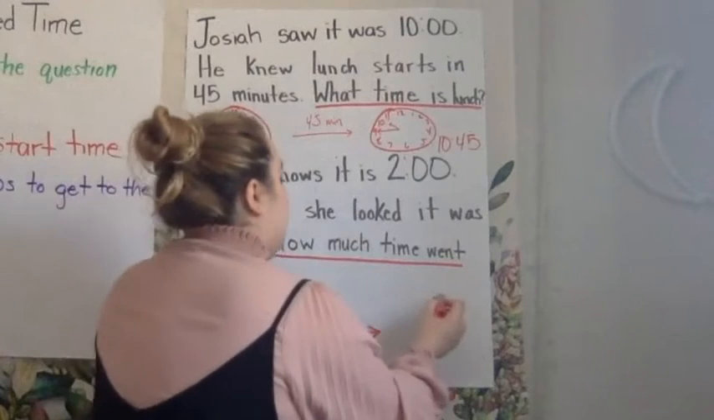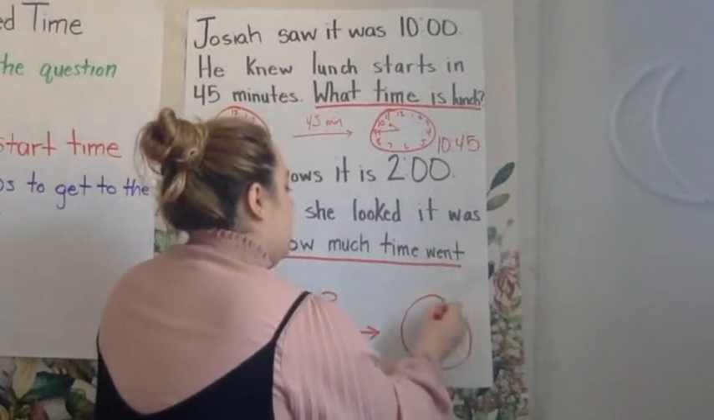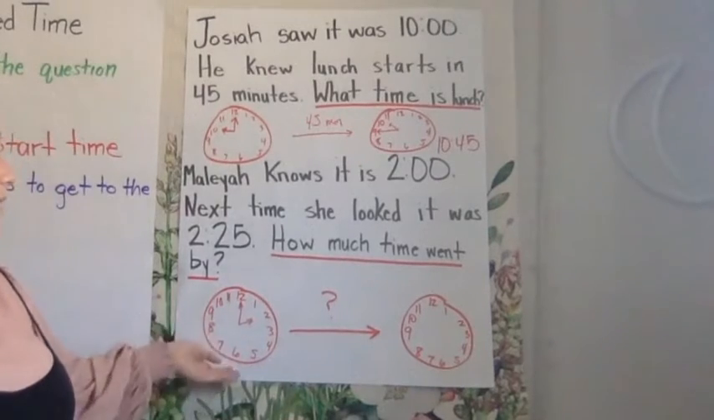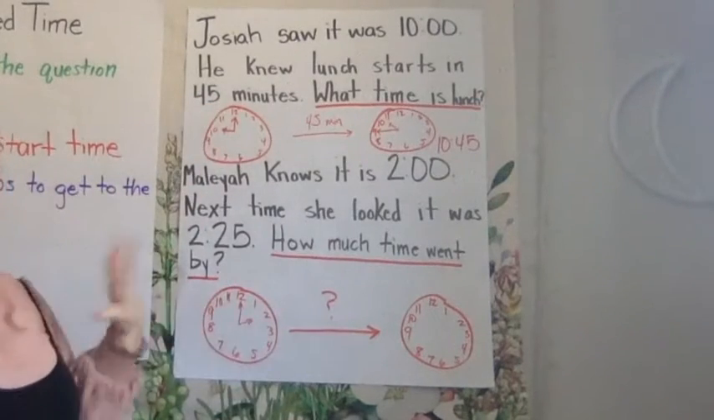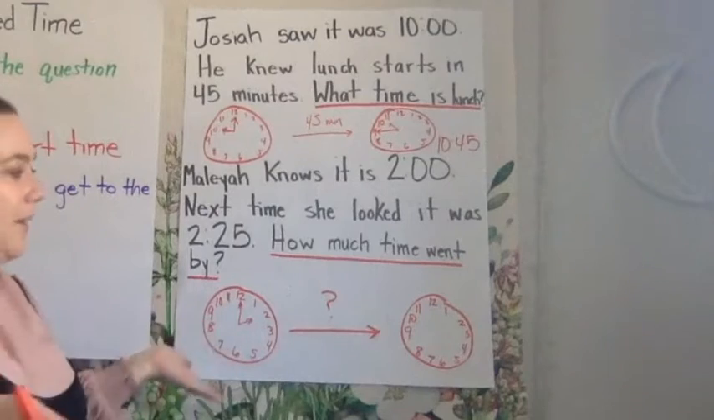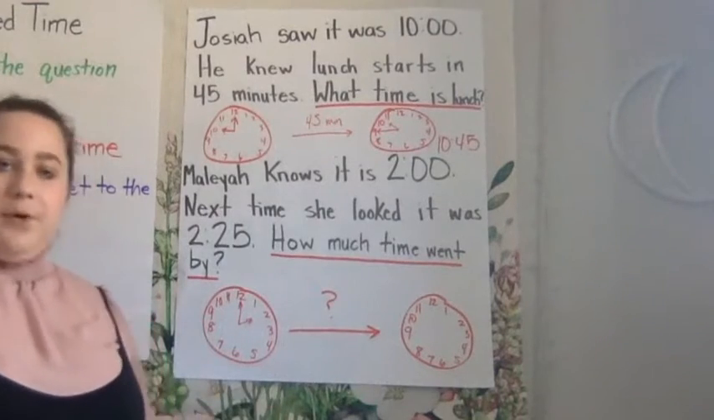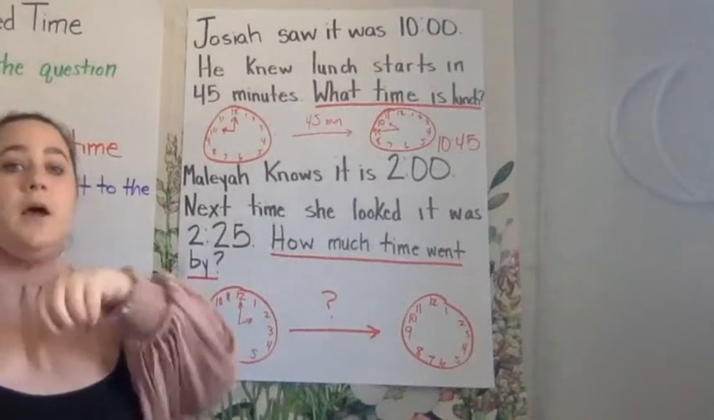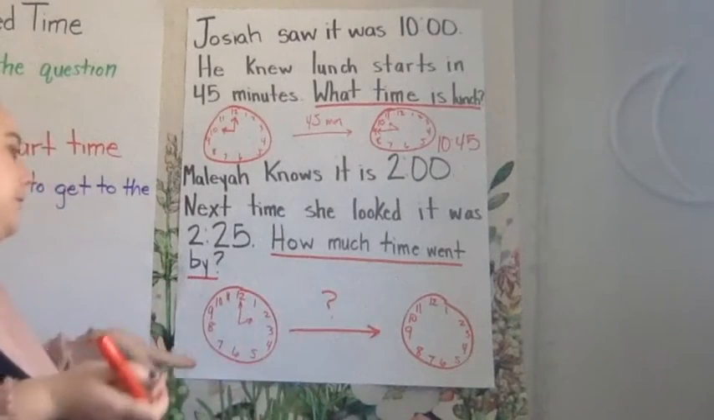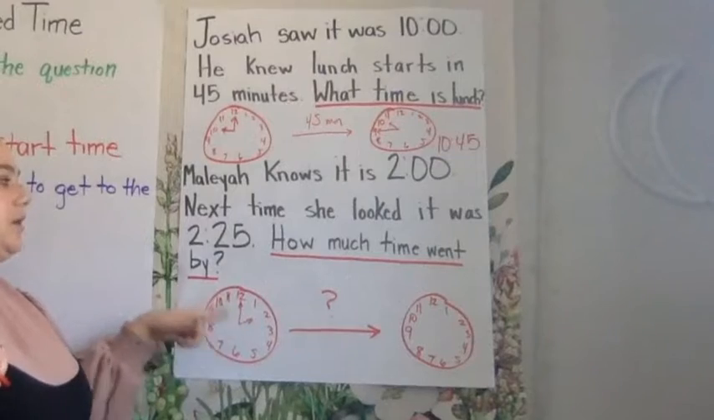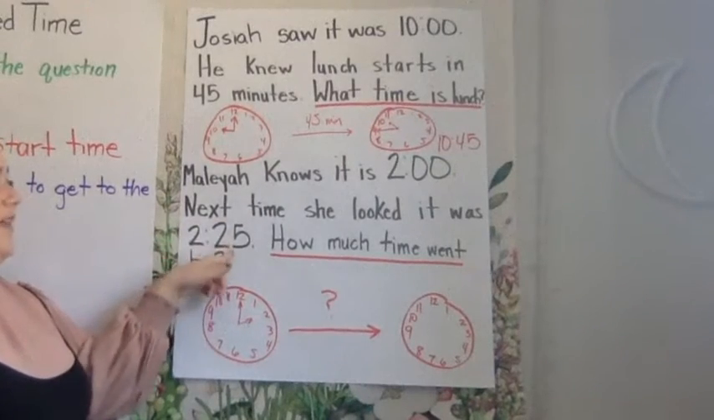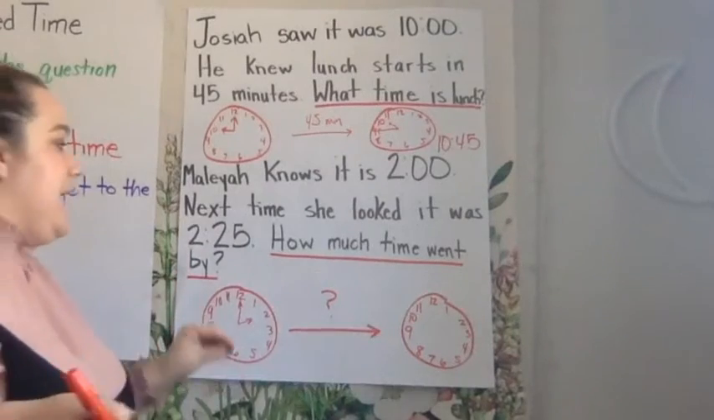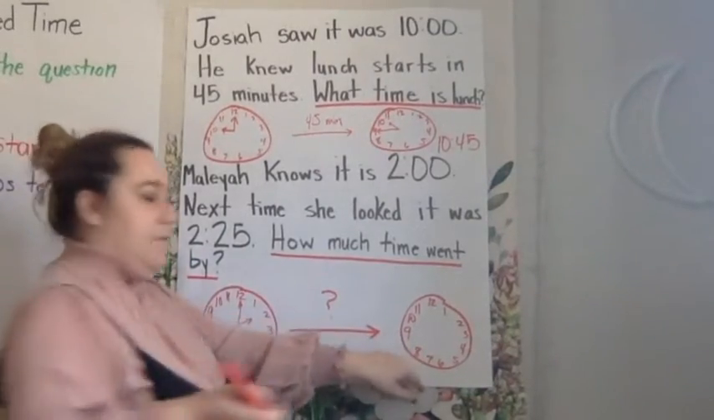And now I'm going to draw my next clock to show my end time. Because Miss Gilbertson won't always give you a clock to help you. You have to figure out how to do it too. You know how to draw a clock, so just use any paper around your house, or if you have any little clocks, a watch, anything to help you out. So we're at 2 o'clock. We know that the next time she looked, it was 2:25. So let's make our new clock say 2:25.